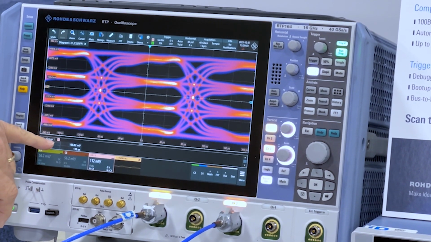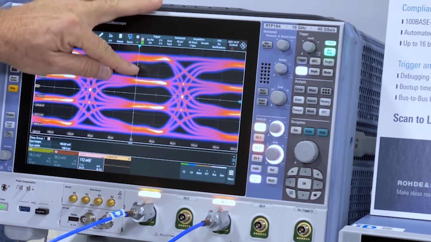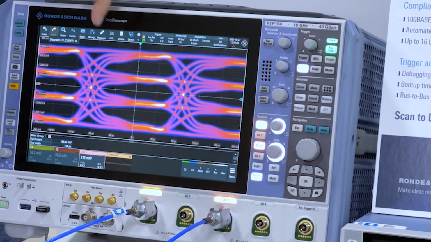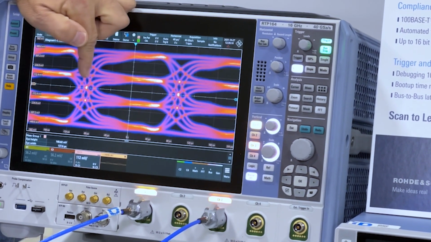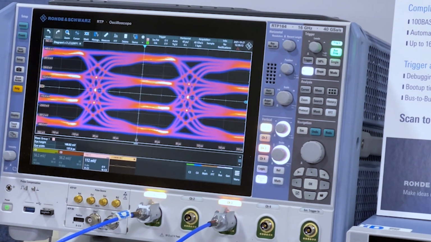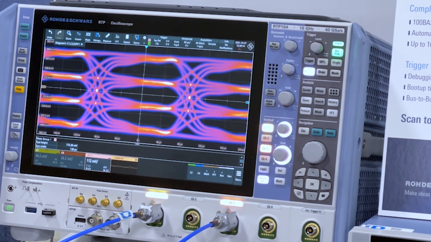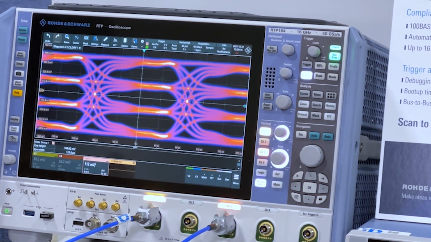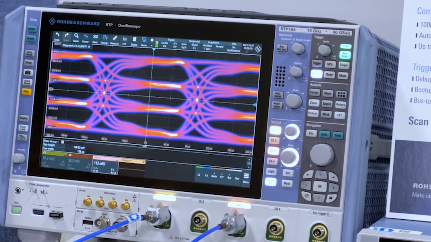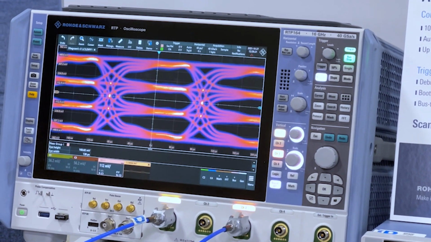We're measuring eye height, which is the inner amplitude within the eye, and we're measuring the eye width, which is the inner amplitude horizontally across the eye. These are two key parameters. Eye width tells you about timing uncertainty, and eye height tells you about the noise level. There are many other measurements we can do as well, including some compliance tests, but we'll leave it for this particular demo.